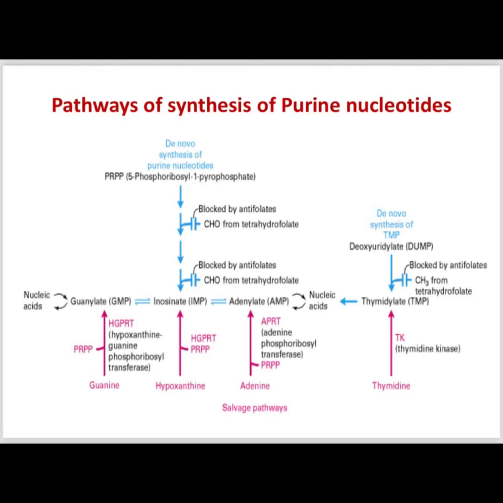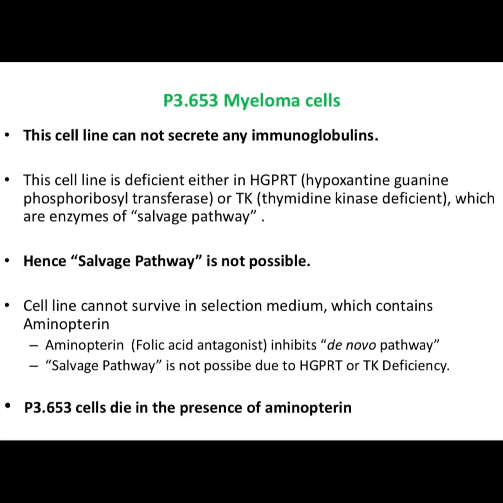Pathways of synthesis of purine nucleotides. There are two types of pathways, the de novo pathway and the salvage pathway. Myeloma cells: this cell line cannot secrete any immunoglobulins. This cell line is deficient in either HGPRT or TK, which are enzymes of the salvage pathway. Hence, the salvage pathway is not possible. The cell line cannot survive in selection medium which contains aminopterin. Aminopterin inhibits the de novo pathway. Salvage pathway is not possible due to HGPRT or TK deficiency. TK is thymidine kinase.